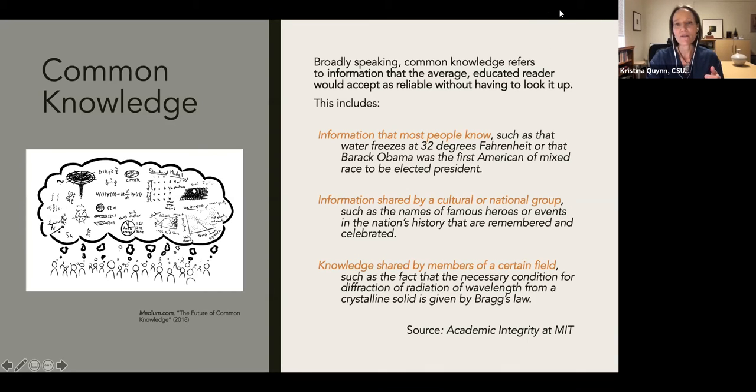So that includes things like information that most people know, such as that water freezes at 32 degrees Fahrenheit, or that Barack Obama was the first American of mixed race to be elected president, right? So there are certain things that we take as common knowledge, and we don't have to go back to a source and identify who's the first person who wrote that or said that for us to be able to prove that it's accurate.